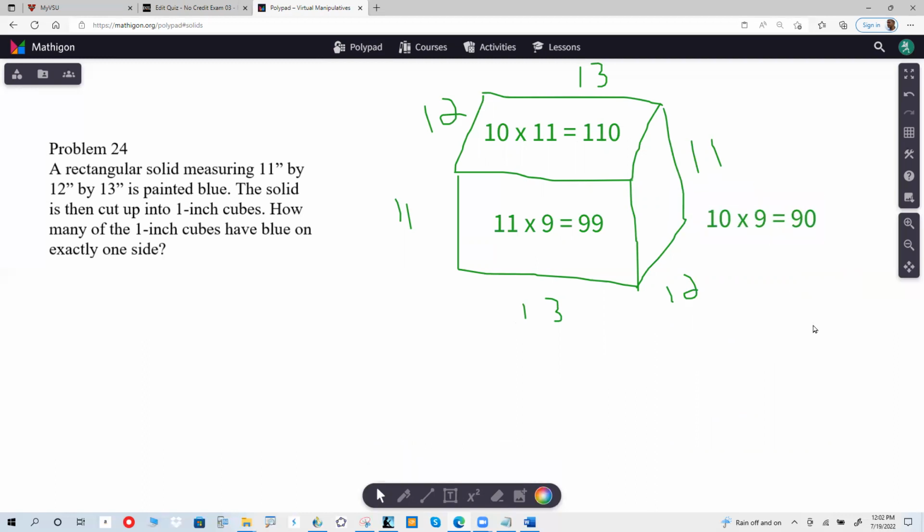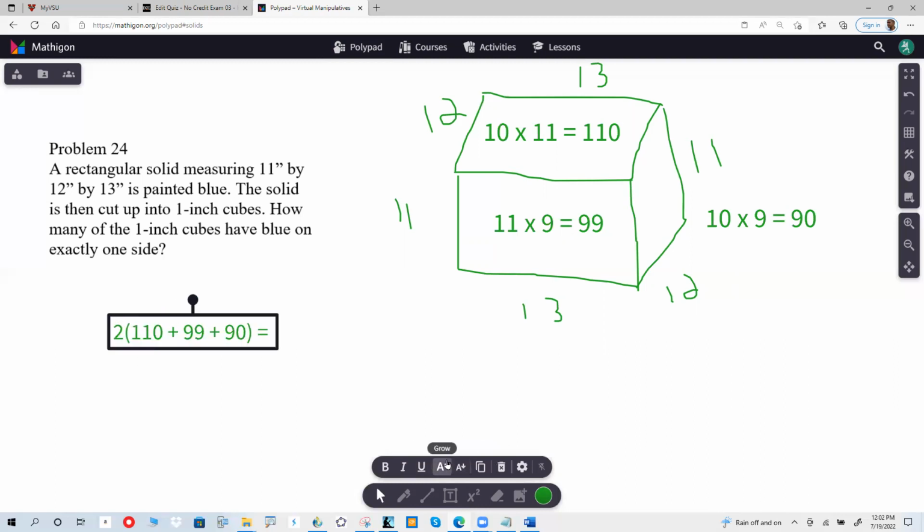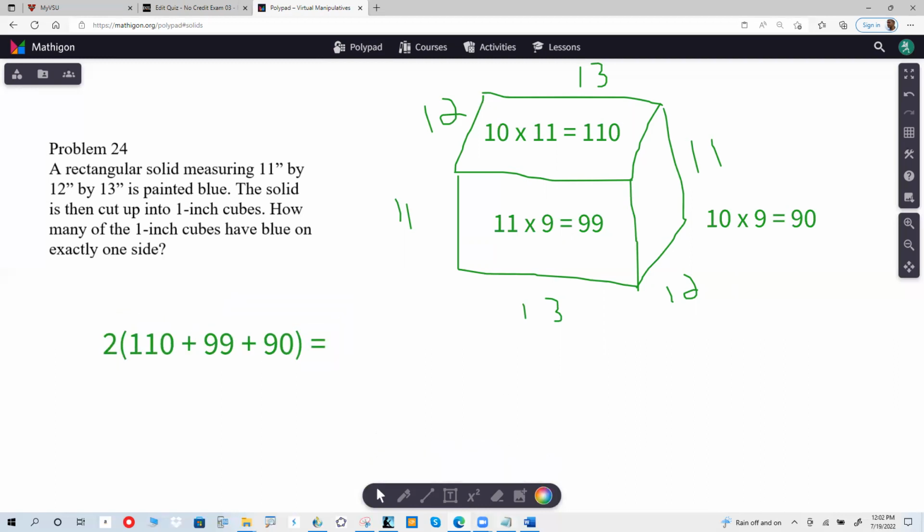Now, I'm going to just stick it here if you don't mind. I'm going to add these three numbers multiplied by 2: 110 plus 99 plus 90. And I'm going to make it a little bigger. I'm going to find my final answer in a second.